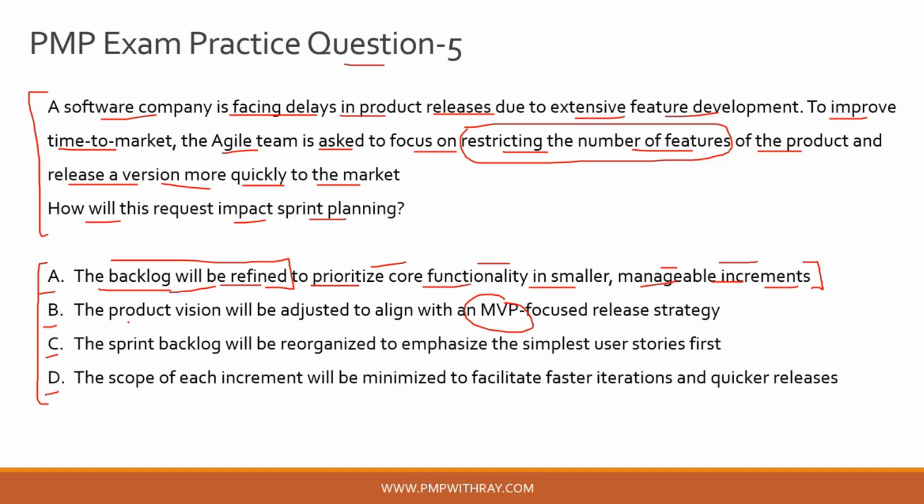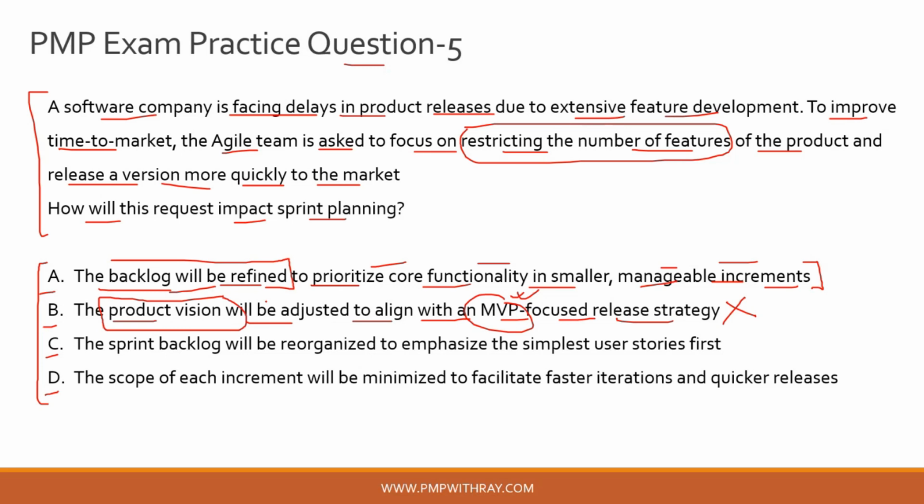Let's look at option B. The product vision will be adjusted to align with an MVP focused release strategy. Now, those of you who have just selected this option, seeing that there is an MVP mentioned in this answer option, it is an incorrect answer choice, guys. Because product vision is something which you do not touch at the drop of a hat.